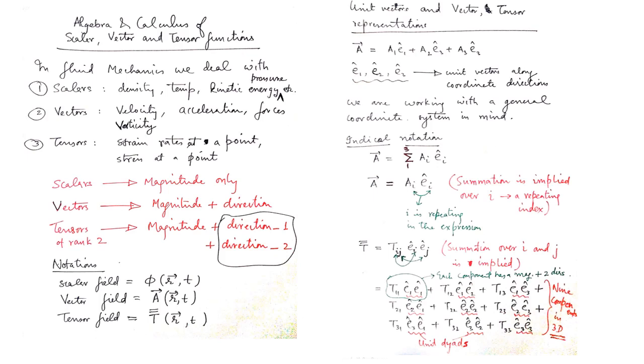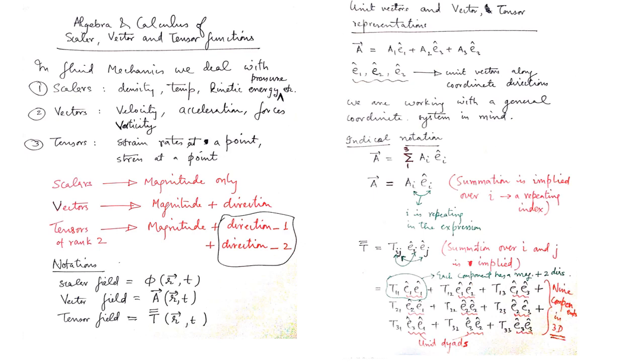Okay, now we move on to formally beginning the algebra and calculus. So, in fluid mechanics, we deal with all three types of physical quantities: scalars, vectors, and tensors. Examples are density, temperature, kinetic energy, and even pressure. We will show that actually pressure is not really a scalar, but it behaves as one. So it can be put into the category of scalars because of its behavior and mathematical treatment.